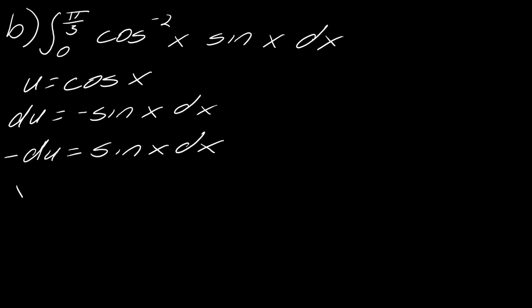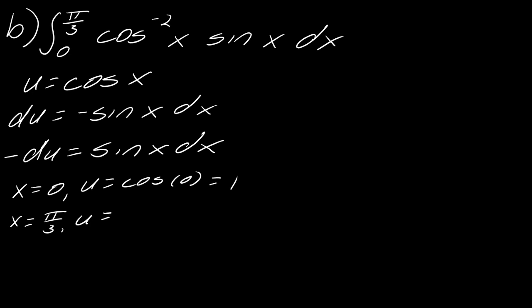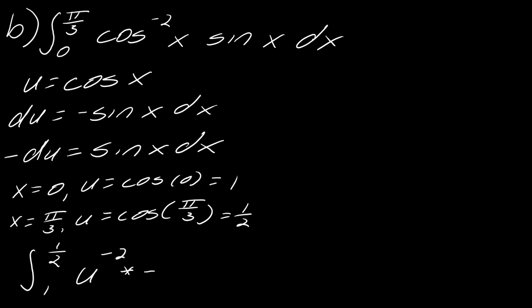Okay, so now I also want to change my limits of integration. So when x equals 0, that means that if I plug that into this, then my u will equal 1. And if x equals pi over 3, then my u will equal the cosine of pi over 3. So this is 1/2. Okay, so now I can go ahead and change my limits of integration. So the 0 becomes a 1, and the pi over 3 becomes a 1/2. And then the rest of this will be really u to the negative second times negative du. So I have a few things to mix around here.